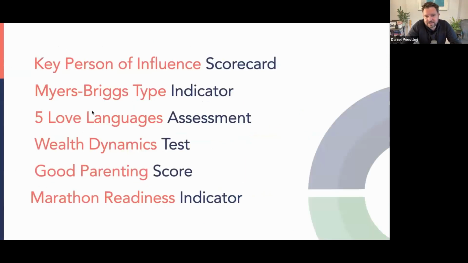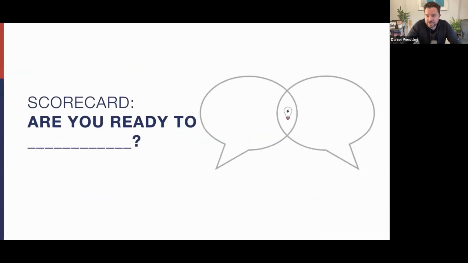So you see these all the time. Myers-Briggs type indicators, love languages, wealth dynamics, good parenting score, marathon readiness. People love doing a quiz. So here's the quiz that we know works the best. Are you ready to blank? Answer 10 questions and find out. That is the one that works really, really well for testing an idea.